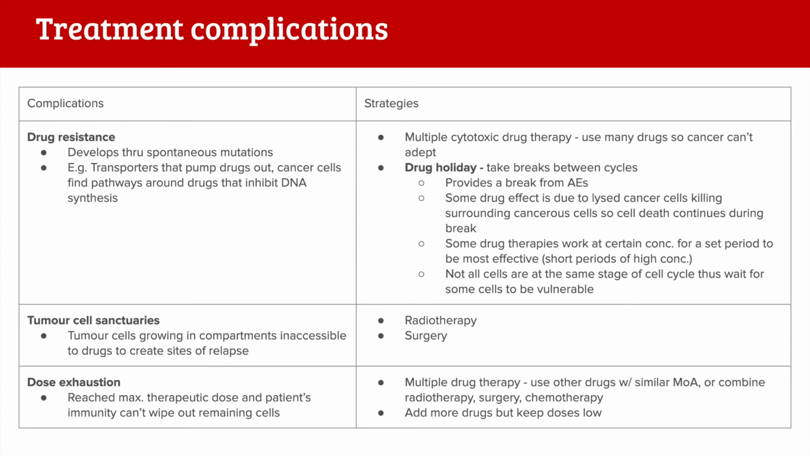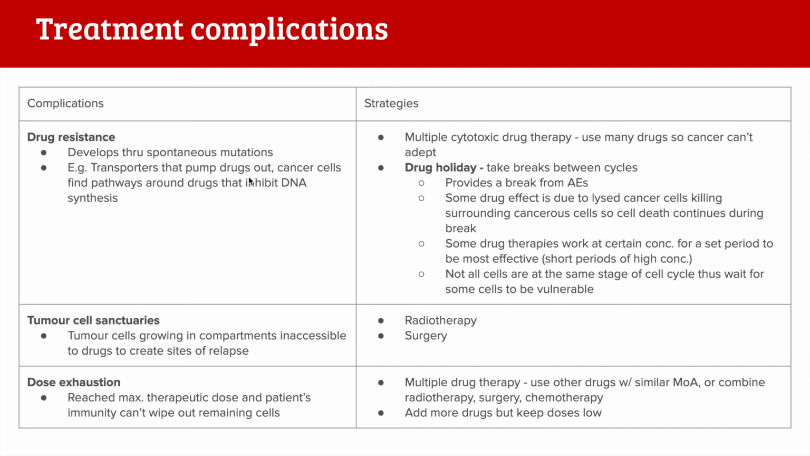And here are some treatment complications in general about cancer chemotherapy. The first is drug resistance. This develops through spontaneous mutations of these cancer cells. For example, they may have transporters that are able to pump these drugs out, so these drugs can never reach a toxic level and can't really kill these cancer cells. Or cancer cells can just find pathways around drugs that inhibit DNA synthesis.